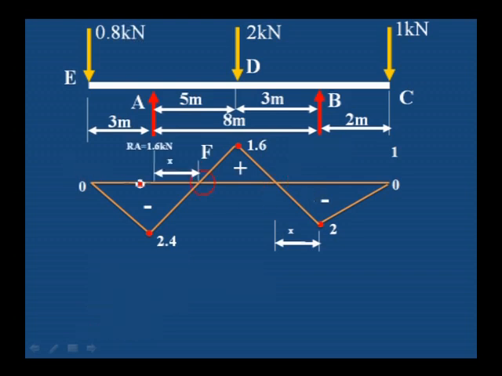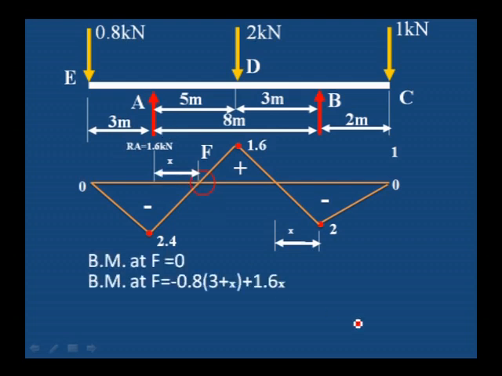Then mark one more x point from the RA value, A point, and again take the moment about the F and equal to 0, we will get the point of counterflexure distance as 3 meter. Okay, like this we have to find the 2 points of counterflexure if it is a double overhanging beam.